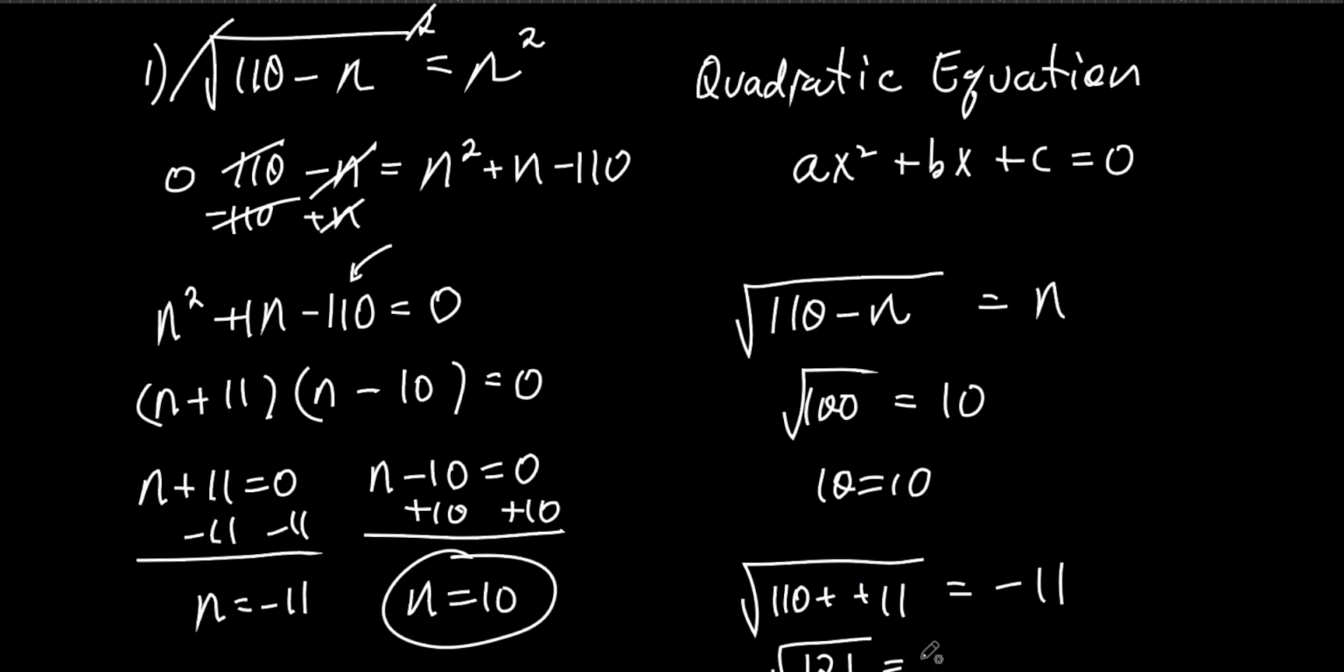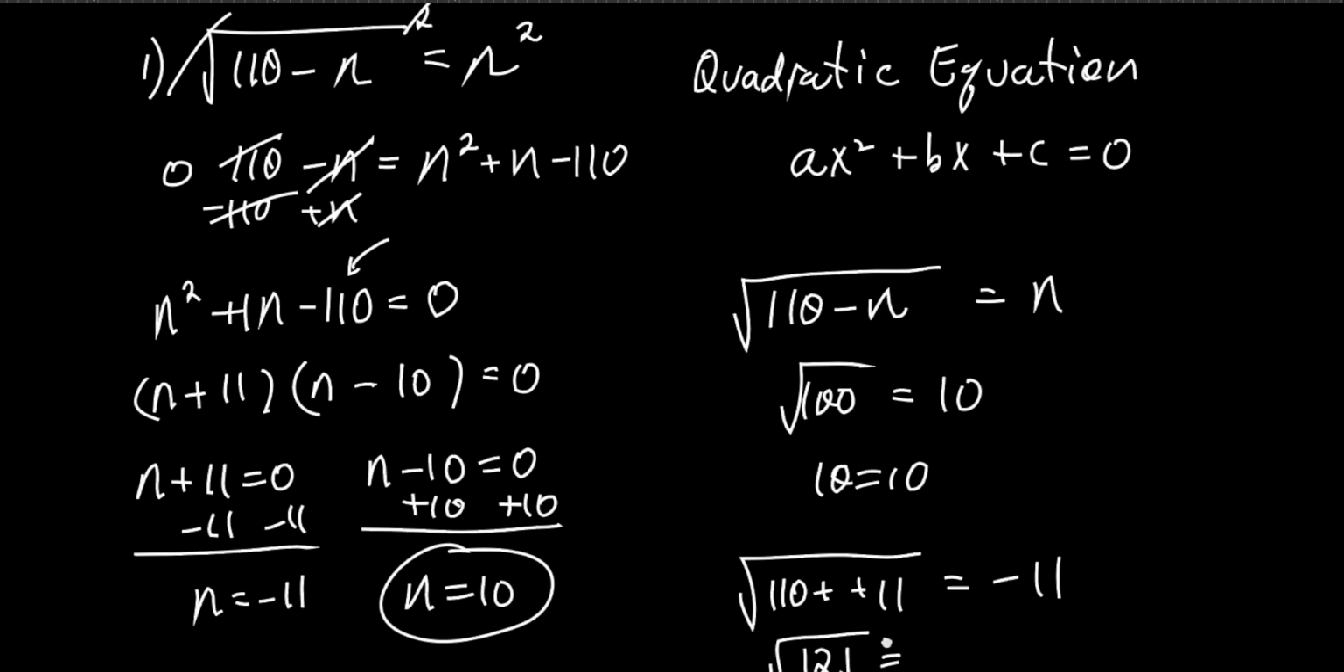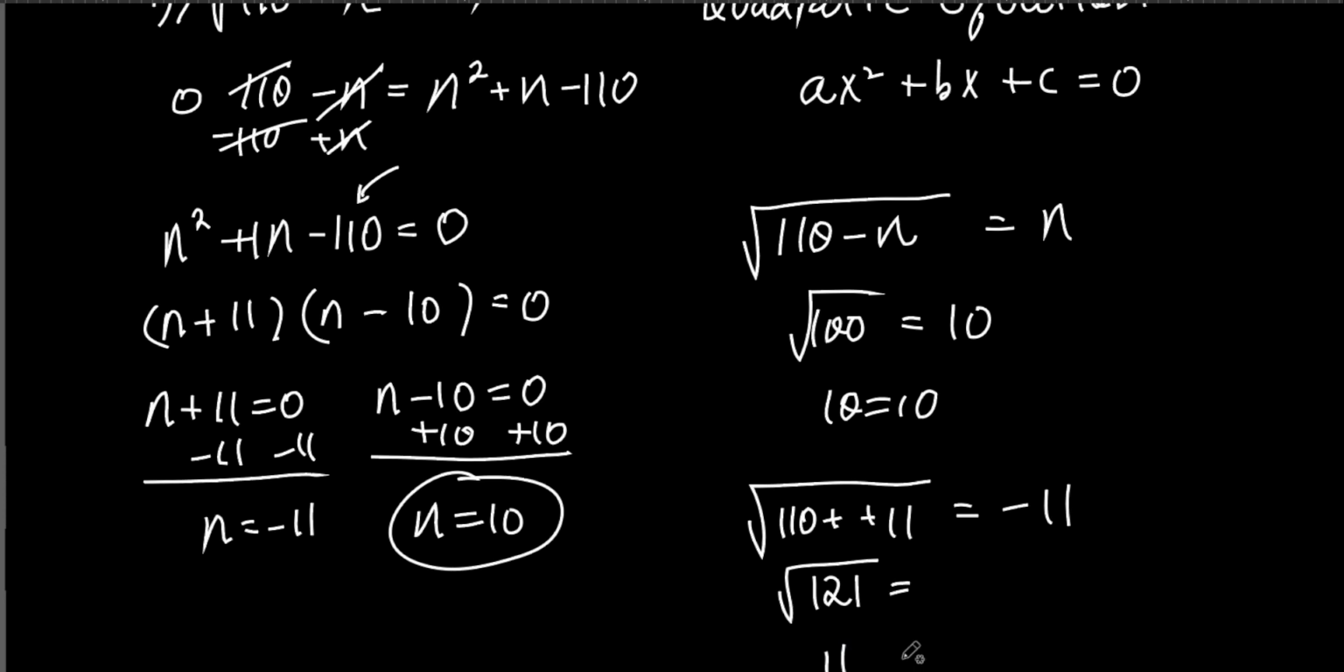So I don't know the best way to explain this, but on these problems, we're not going to take the positive and the negative version of it. We're just going to say whatever the positive version is. So what's the positive version of the square root of 121? 11. Is 11 equal to negative 11? No, it's not. So does it check? No, it doesn't. So is this going to be one of our answers? No.